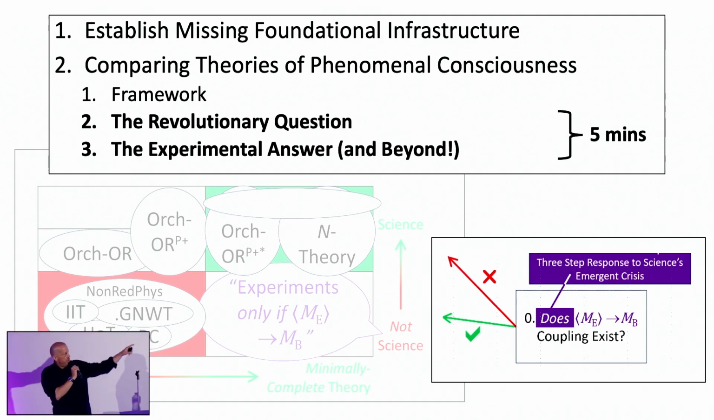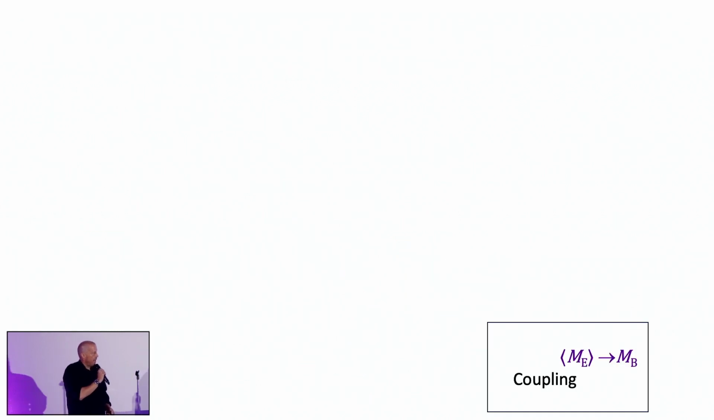I should say it's possible to torture non-reductive physicalism up into the top right, but I'm not going to talk about how to do that right now. Once we've got more than one theory in the top right, we would typically go for experimental programs that can arbitrate between them. But here, in P-consciousness science, we need to do something else. First, we need to ask and answer this revolutionary question. So let's get on to that.